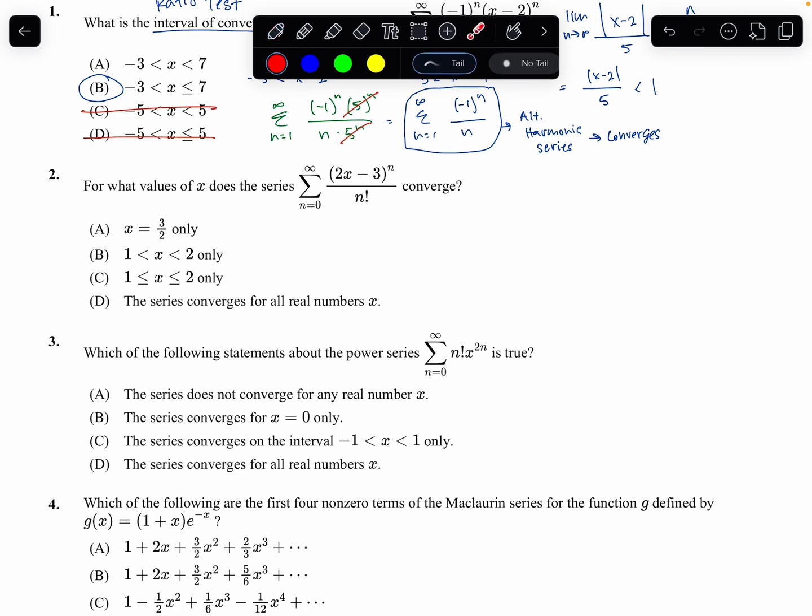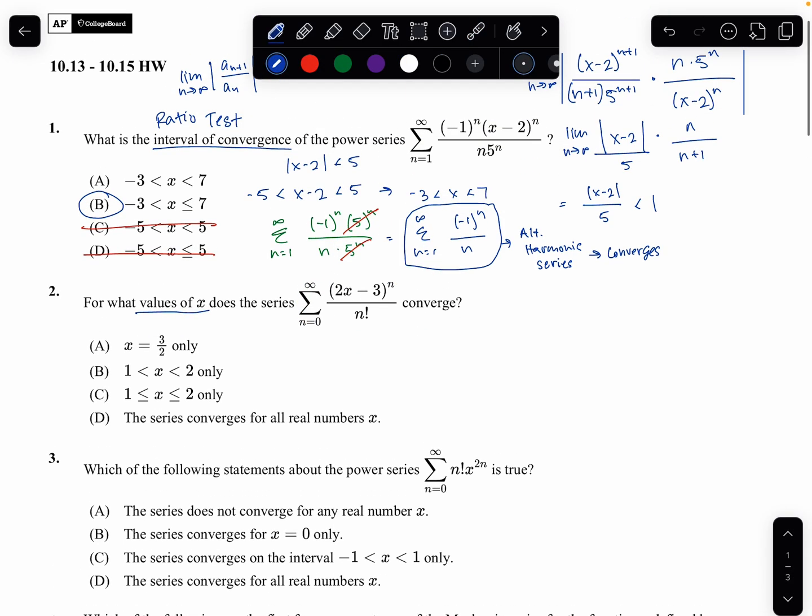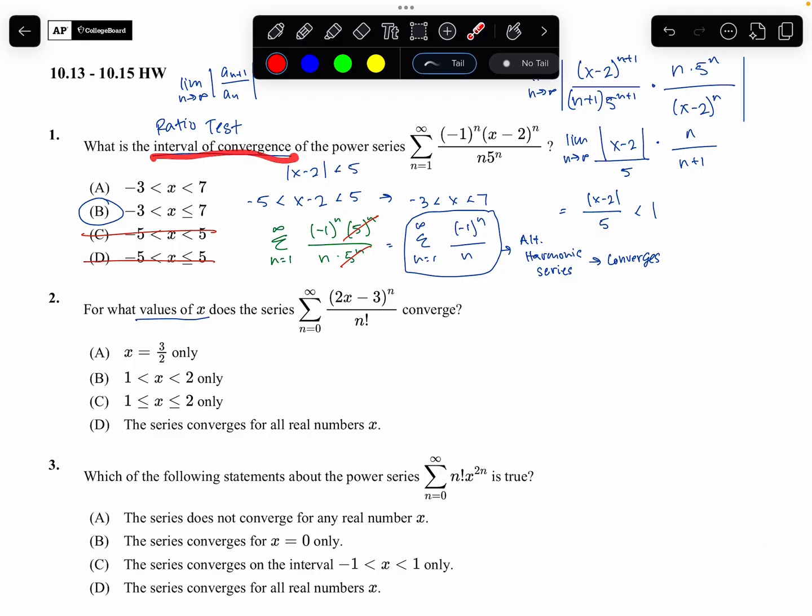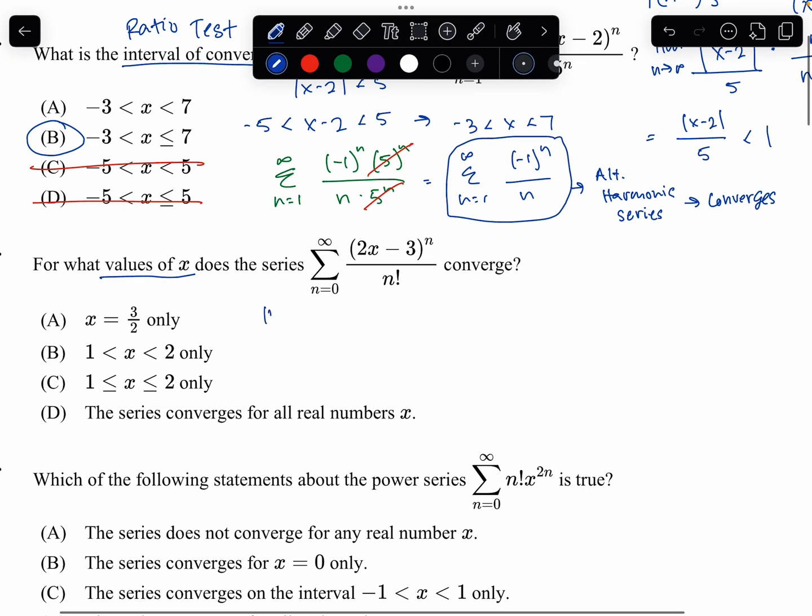Alright, so for what values of x does the series converge? Again, we're trying to see for what values of x. That's basically asking for the interval. We said for the x values here from negative 3 to 7, it's asking the same question, so we're going to need to use the same test, the ratio test. So let's do the limit as n approaches infinity of the absolute value of the (n+1)th term.